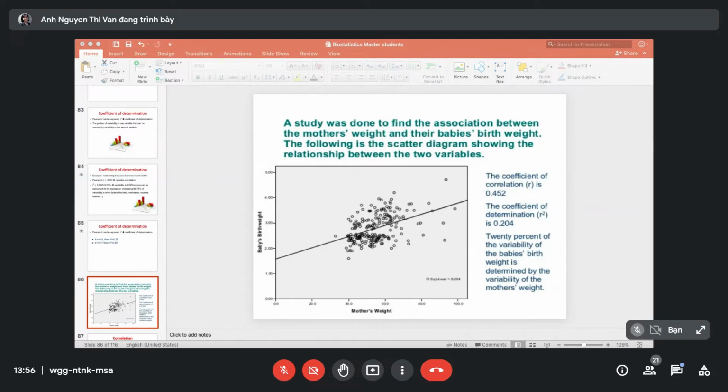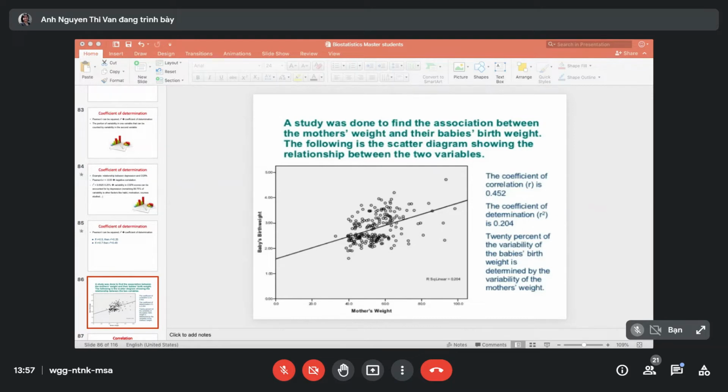I think the factor of the mother weight does not directly affect the baby birth weight, and as we can see, only 20% of the baby birth weight was determined by the mother weight. So we cannot conclude that the mother weight will affect the baby birth weight. I think there is not enough evidence to conclude that there is a cause-effect relationship.